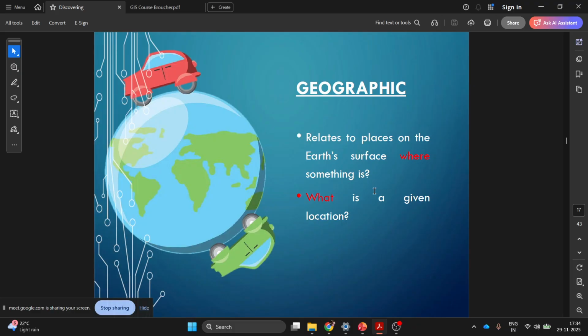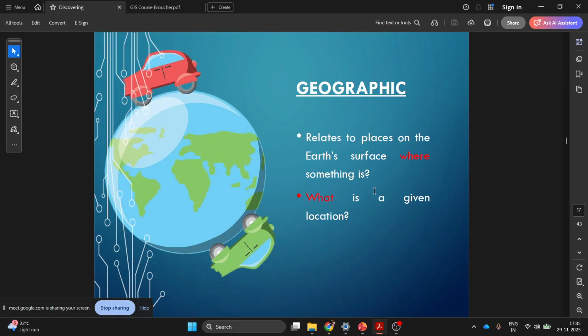What is given in a location? Geography is also related to what is there in a location. For example, it might be a car, a bike, a big bus situated there, or any roadblock situated there. So geography stands for the location in which a particular thing is, and what is there in that particular location.